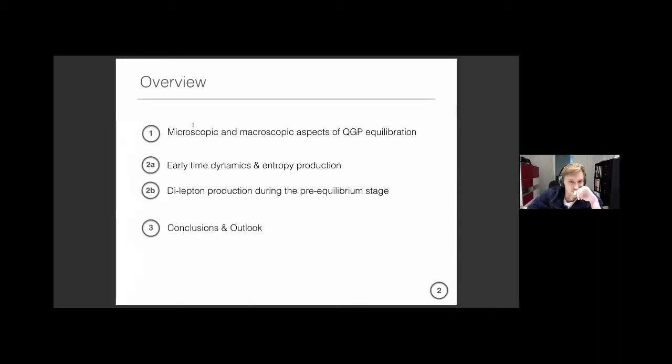So the outline of my talk is roughly as follows. I will start with the first section, following a short introduction on microscopic and macroscopic aspects of the equilibration of the quark-gluon plasma in heavy ion collision. And then I will spend the main part of my talk focusing on two particular phenomenological consequences. One of them is related to entropy production, and the other one is to the production of electromagnetic probes during the pre-equilibrium stage.